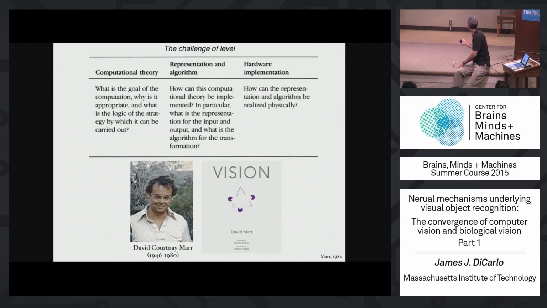And one of the things that you take from this book that I think David and Tommy helped to lay out a long time ago is that there's this challenge of levels. They would try to define three clean levels. It turns out not to be this clean in practice, but there's one level called computational theory. What's the goal? What's appropriate? What's the logic? And by what strategy can it be carried out? There's another level which is, okay, now once you decide that, how should you represent the data? How can you implement an algorithm to do it? And then there's actually, how do you run it? How do you build it in hardware?